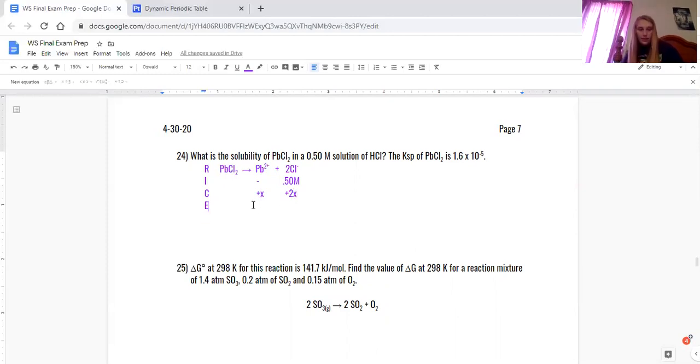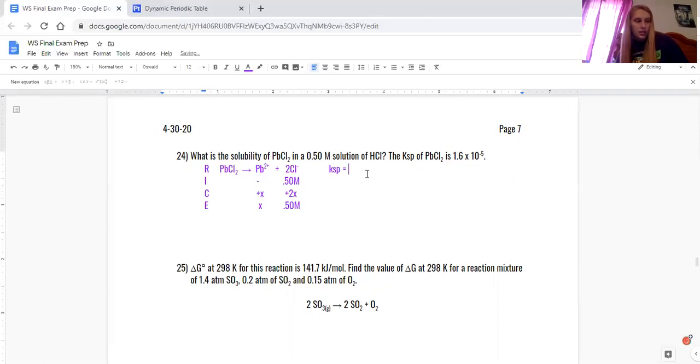Okay. Then this is just going to be x. And this is just going to be 0.5 because we're just going to ignore the x. 0.5 molar. All right. So now we can go ahead and work on solving this. We can just go ahead and use Ksp because this is a solid. And we know that because we're asking about the solubility. So we're going to use our solubility product, Ksp.